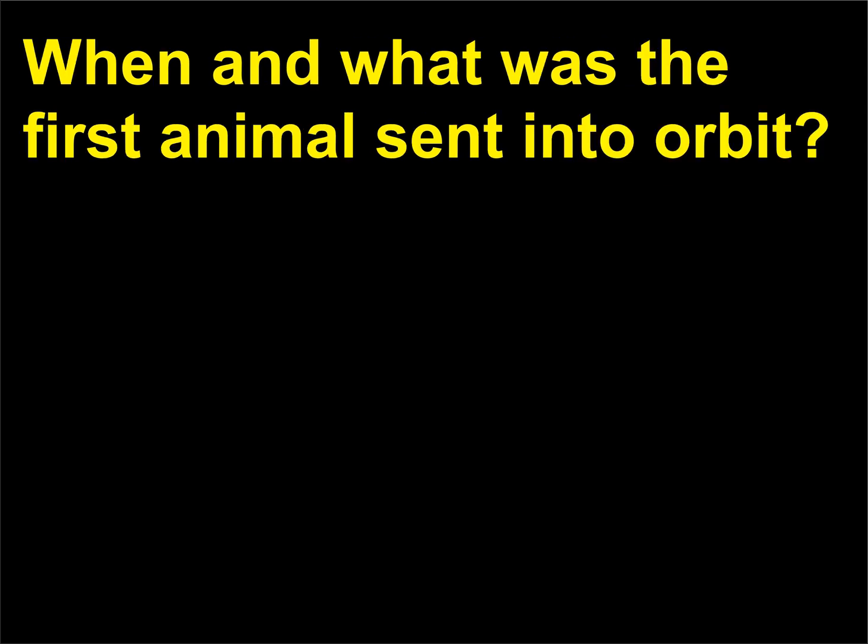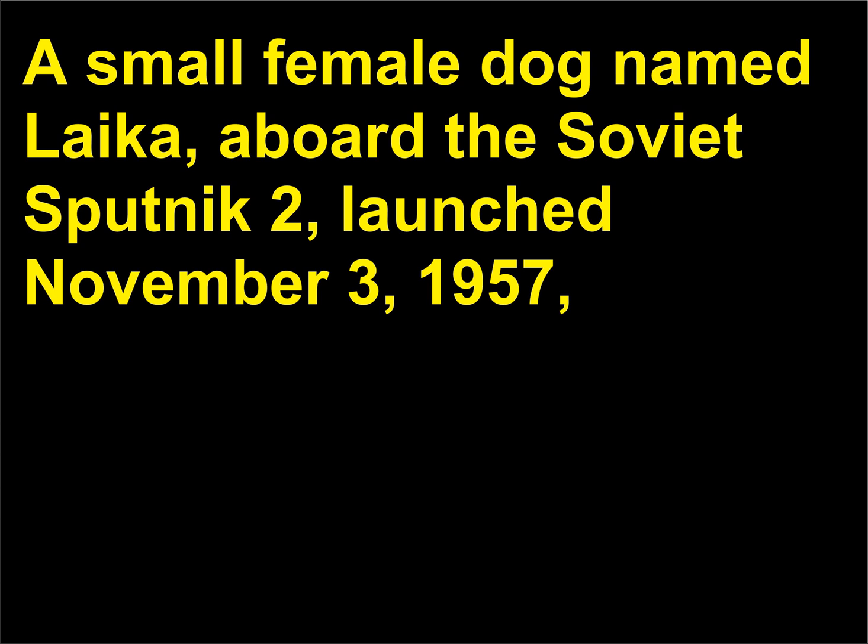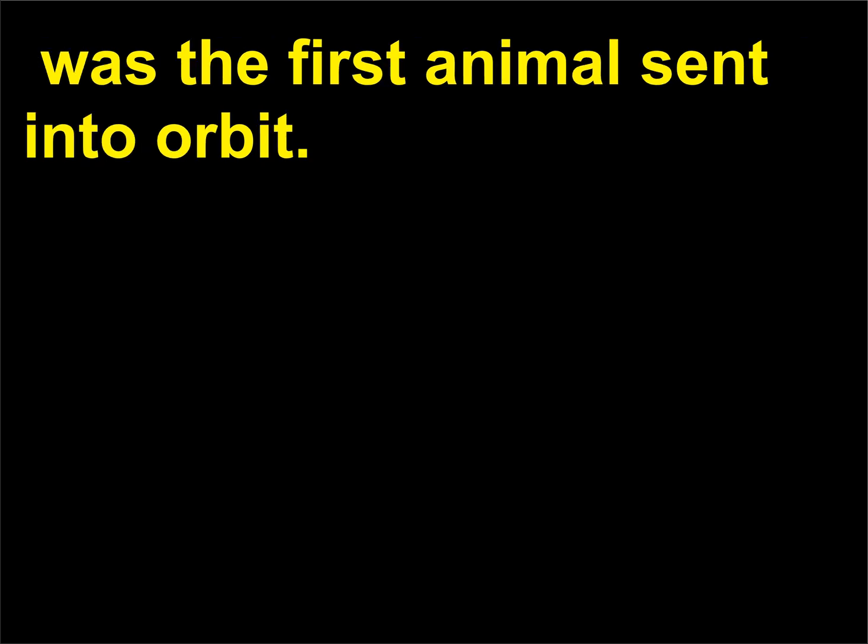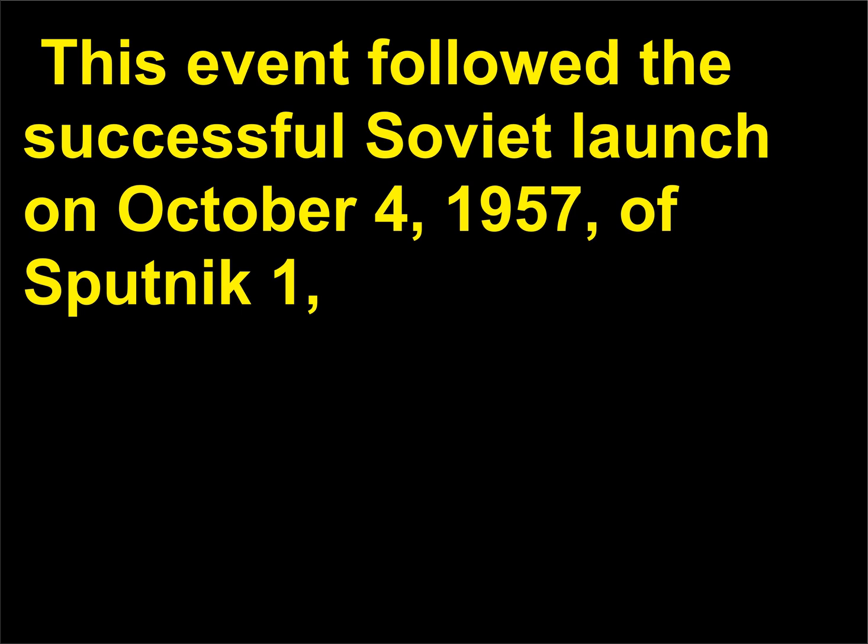When and what was the first animal sent into orbit? A small female dog named Laika, aboard the Soviet Sputnik 2, launched November 3, 1957, was the first animal sent into orbit. This event followed the successful Soviet launch on October 4, 1957, of Sputnik 1, the first man-made satellite ever placed in orbit.